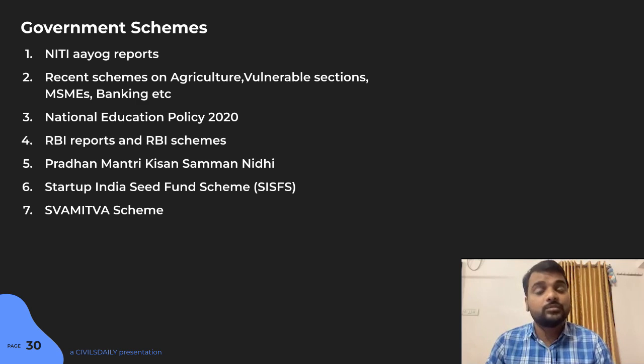Then the National Education Policy came in the COVID period, and the media aspect has not yet been asked by UPSC. So definitely there can be a question. RBI reports and RBI schemes, of course that is very important. Pradhan Mantri Krishi Samman Nidhi, how the government is responding to the issues of farmers. Then seed funds and Startup India funds, that is to promote startups. So that is important. SVAMITVA scheme is also related to this. So these can be asked.